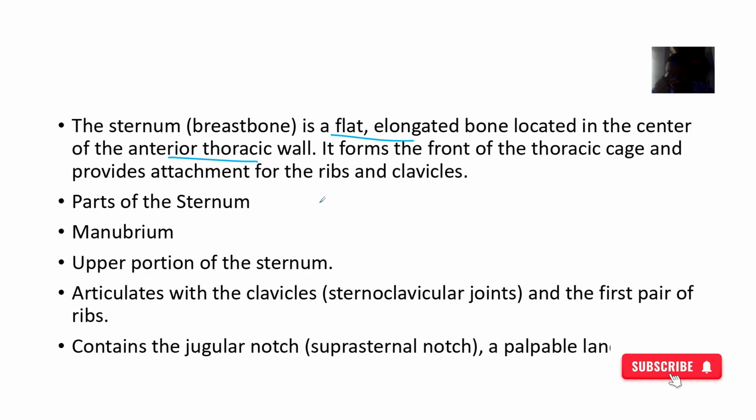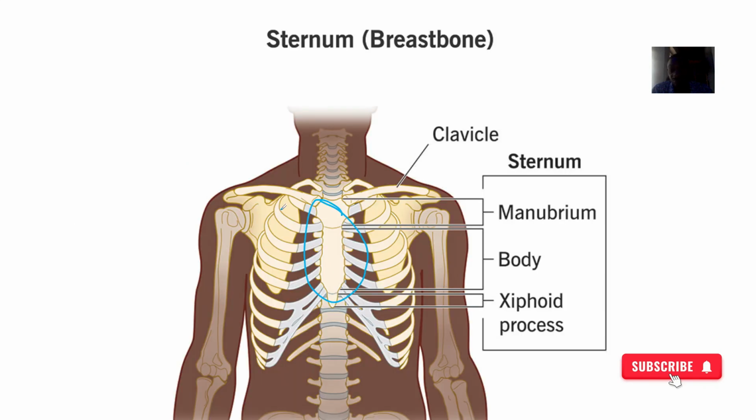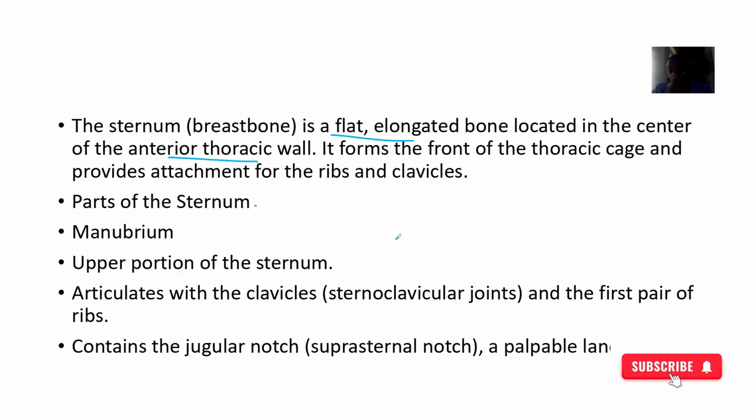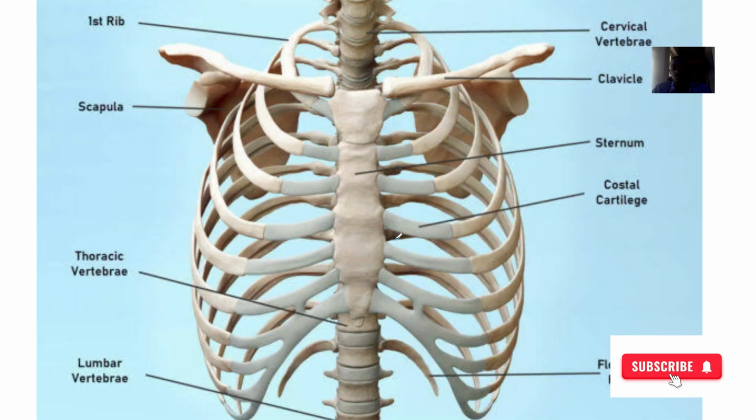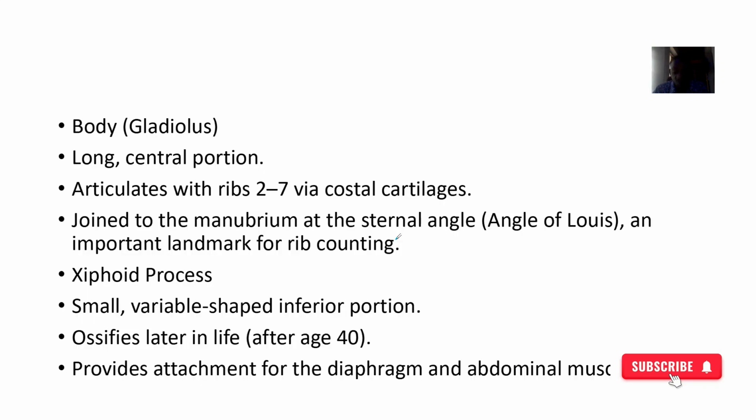Parts of the sternum: we have the manubrium, the upper portion of the sternum. The manubrium is the upper part. It articulates with the clavicles and forms the sternoclavicular joints. It also contains a jugular notch. Then we have the body, which is also known as the gladiolus.